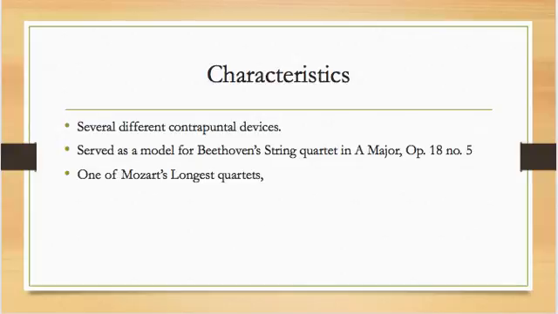Just a few characteristics about this particular string quartet in general is that there are several contrapuntal devices, and it actually served as a model for Beethoven's string quartet in A major, opus 18, number 5, because as it's well known that Beethoven was a student of Haydn's for a brief period of time and reflected some of Haydn's teachings in his music. And it's actually considered one of Mozart's longest quartets.